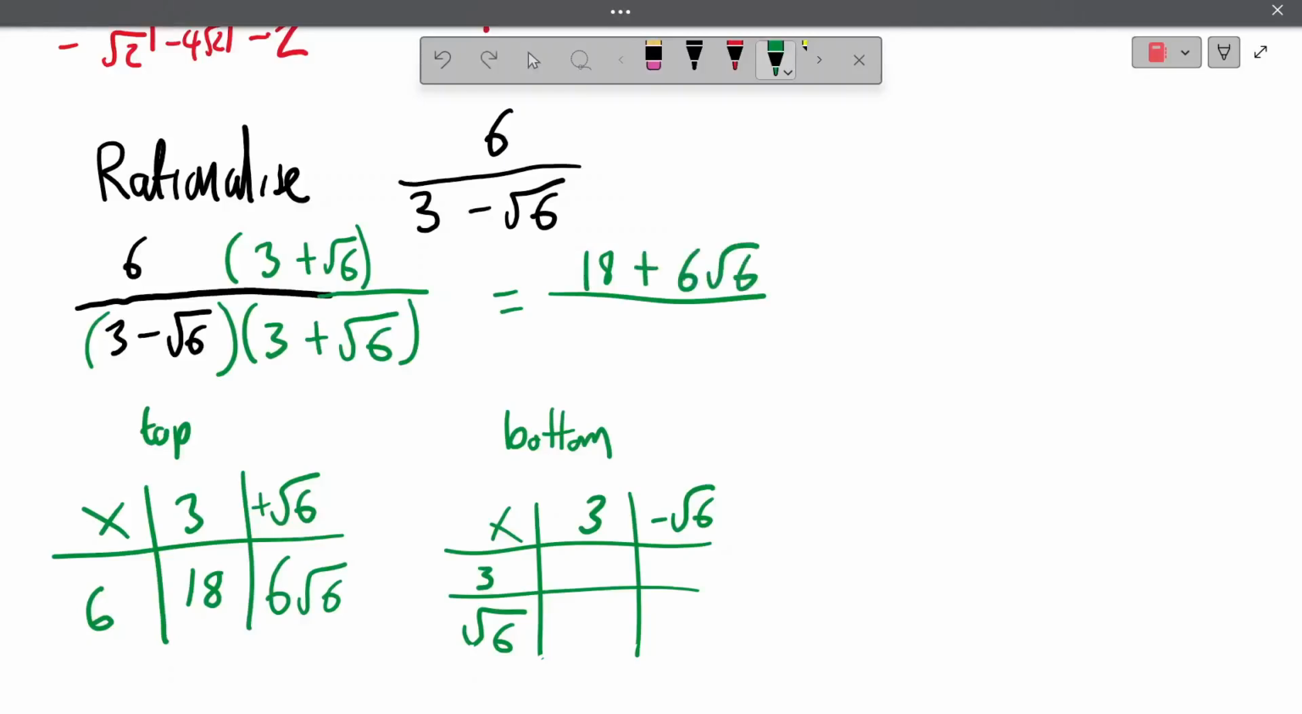So let's look at the bottom. We have 3 times 3 is 9. We've got 3 times minus root 6 is minus 3 root 6. Then we have 3 times root 6 is 3 root 6. And root 6 times minus root 6 is minus 6. So at the bottom we have 9 minus 6 is 3, and 3 root 6 minus 3 root 6 is nothing.